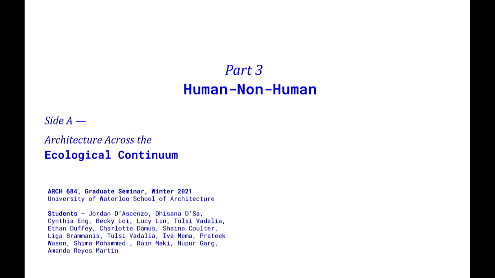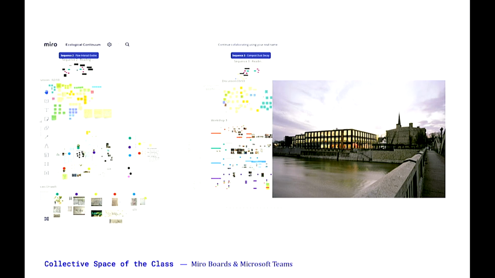So side A, Architecture Across the Ecological Continuum, was a graduate seminar taught at Waterloo. It was taught virtually. We spent a lot of time collaborating in Miro, but we actually used the space of the School of Architecture as our shared focal point for early research throughout the semester. The School of Architecture is really just a single building. We don't even have a campus. It was an old silk mill turned through various iterations into the School of Architecture and has been around for 100 years. It's an old masonry timber building.